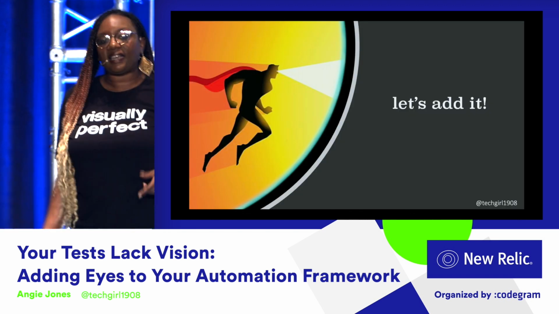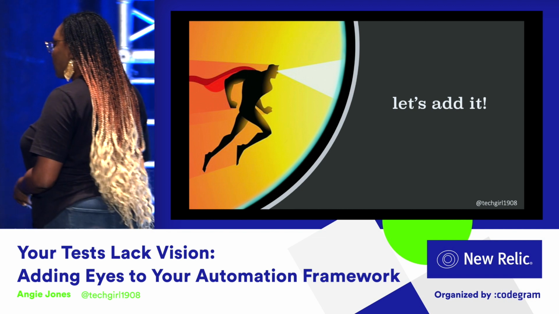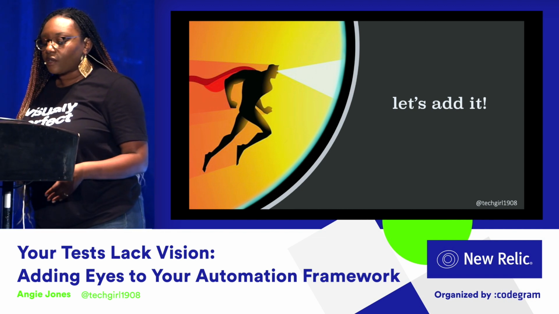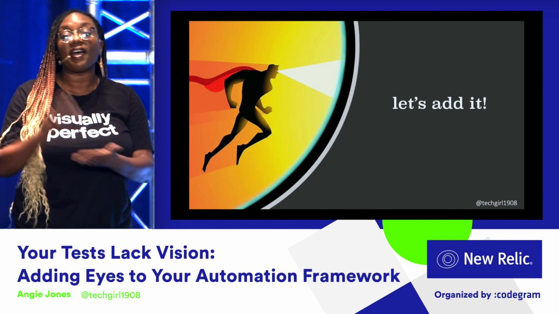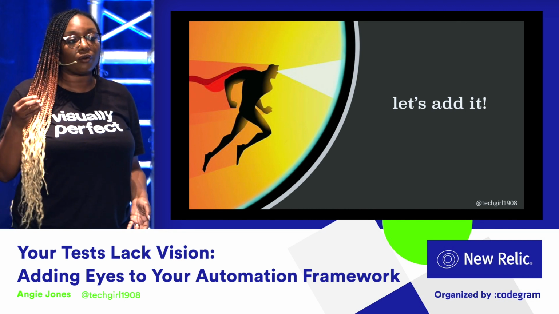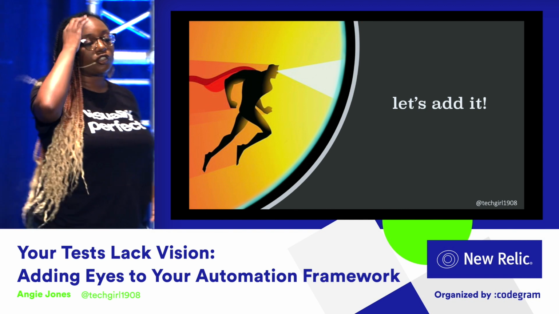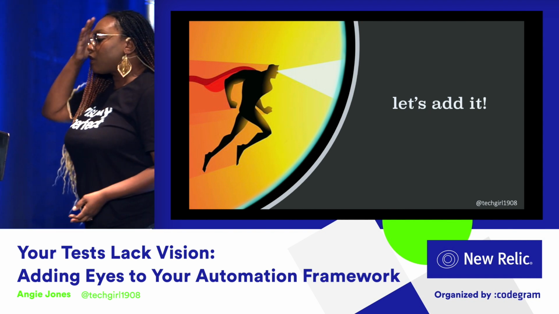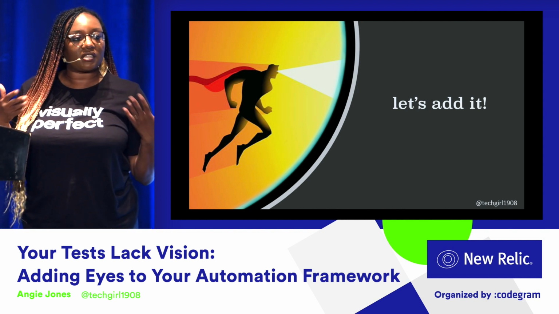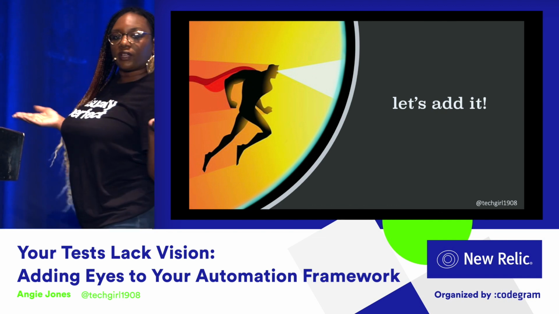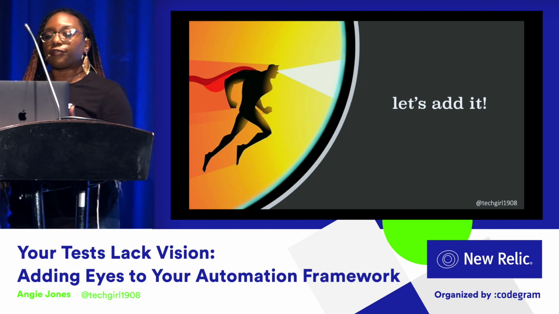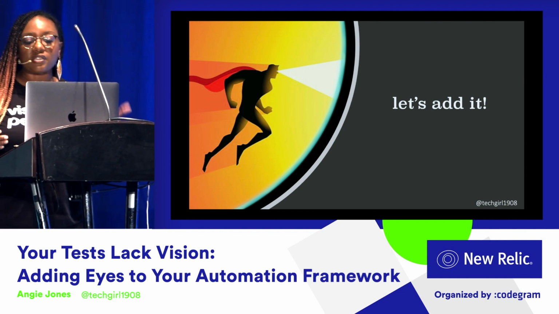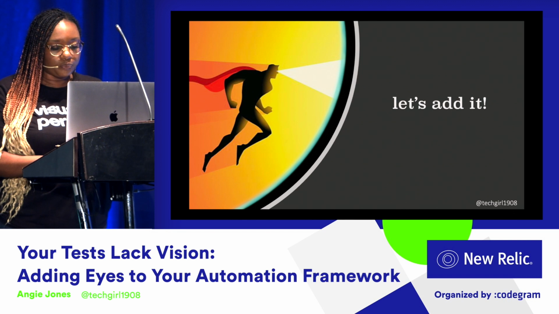So let's go ahead and add eyes to an existing test framework. The eyes API doesn't replace what you already have. Whatever you already have, you just integrate this in, and you're adding visual testing to your suite. So I'm going to use Java and Selenium. It works with most of the major programming languages and most of the major automation frameworks. So if you want to use like Cypress and JavaScript, that's cool too.